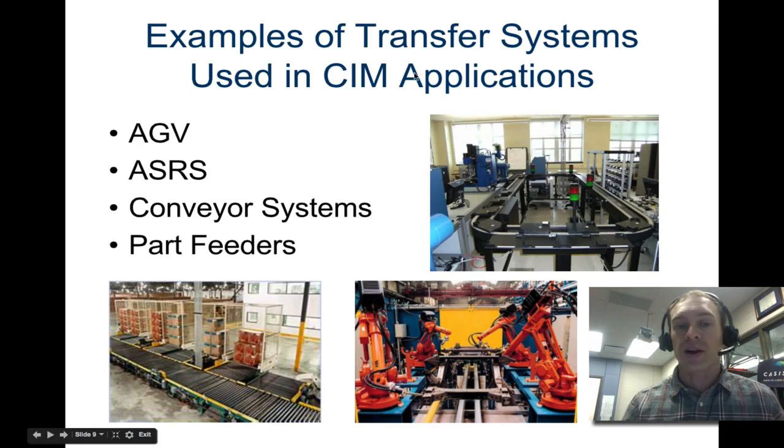So here are some examples of transfer systems used in computer integrated manufacturing applications. The automated guided vehicle, and there's not really an example of that in these pictures. The automated storage and retrieval system, which really is not an example in any one of these either. And then conveyor systems. So these are some conveyor systems. You also have part feeders and some robotic arms in here as it's sliding down this conveyor. This conveyor system is a very small loop, so maybe parts are put onto here, they're inspected, and then they're taken off and packaged.